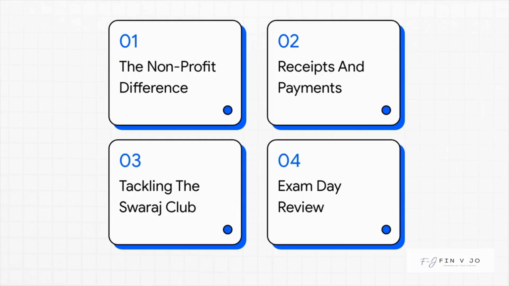So here's our quick roadmap for today's review session. First up, the nonprofit difference. 2, receipts and payments defined. 3, we're tackling the Swaraj Club. And finally, number 4, our exam day review.